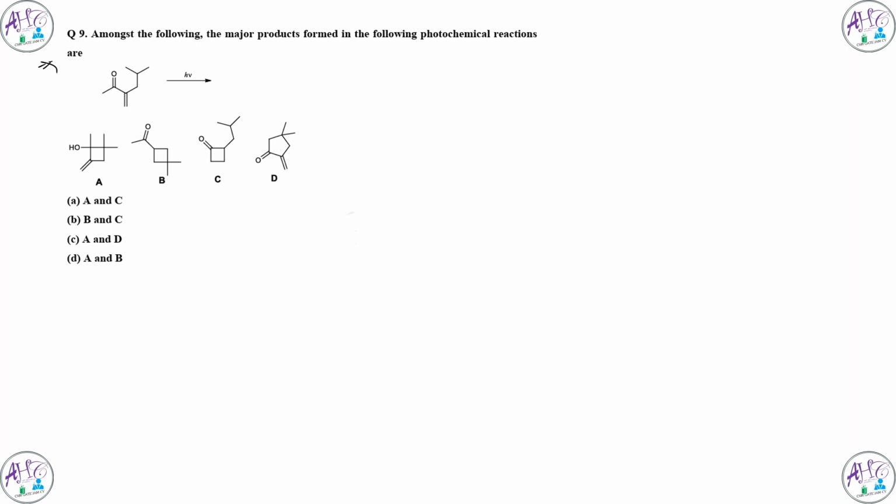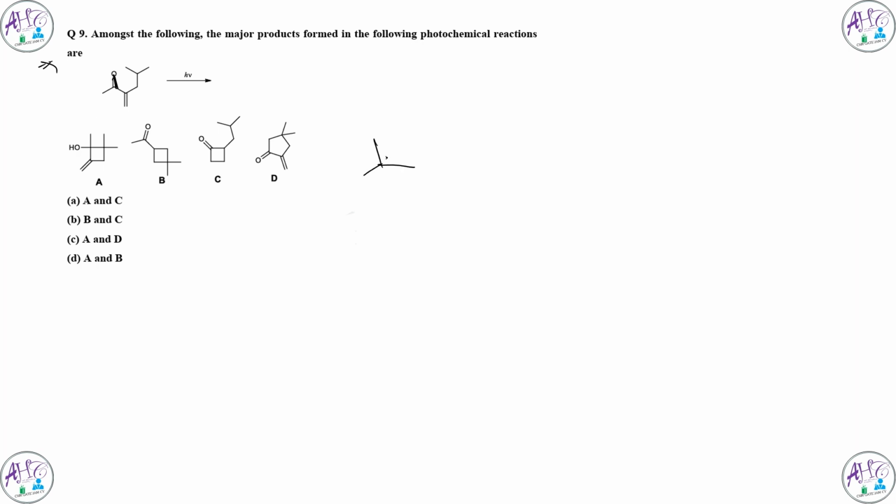Among the following, what is the major product formed in the photochemical reaction? They have asked which of these forms the major product. In the options, they have said two major products are possible. So first, let's see which are possible. They have given a light reaction and then a carbonyl group. So simply, you have to form a radical here. Let me draw it here.